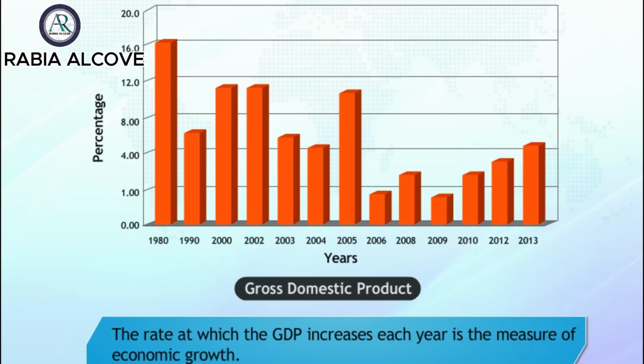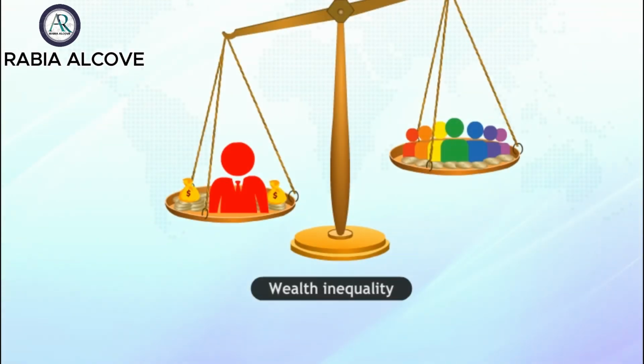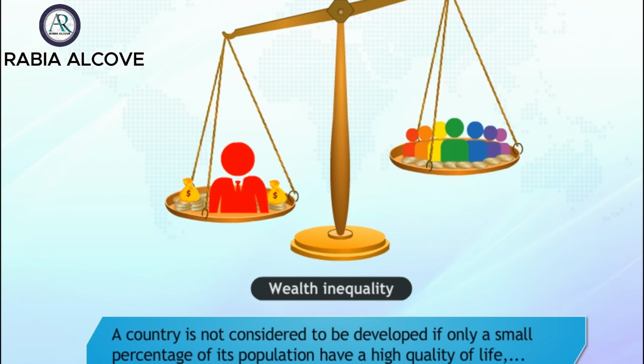The gross national product, or GNP, is the total value of GDP and the earnings of overseas employees or overseas investments. It can also help determine a country's progress. The graph shows the GNP growth of Pakistan from 2004 to 2016. This is the gap between a country's richest and poorest people. A country is not considered to be developed if only a small percentage of its population has a high quality of life, while the majority is living in poverty.